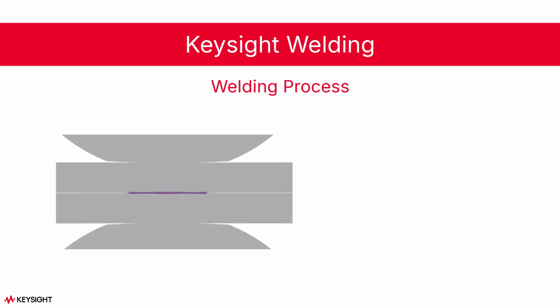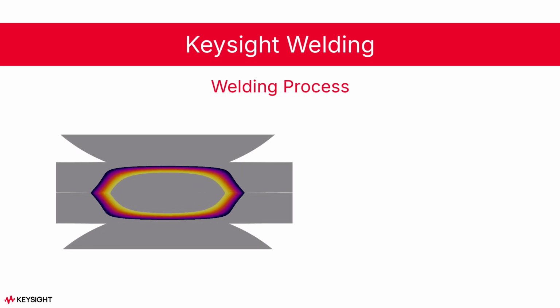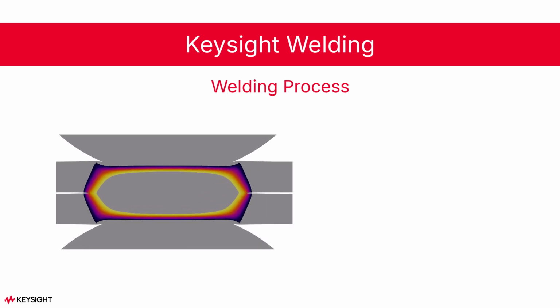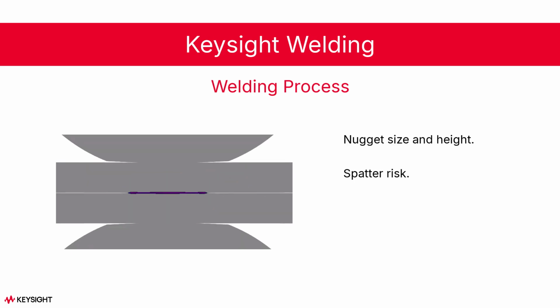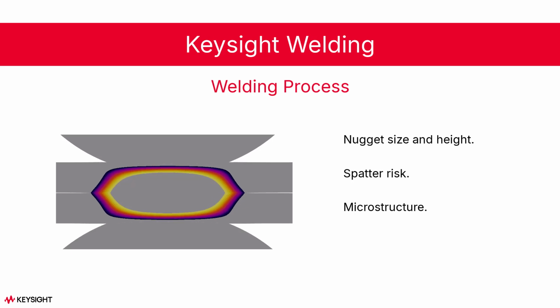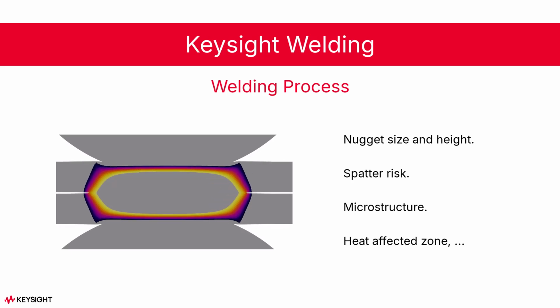Directly following the weld simulation, an automatic summary becomes available. It includes detailed information on nugget radius and height, spatter risk, microstructure around the weld, size of the heat-affected zone, and more.